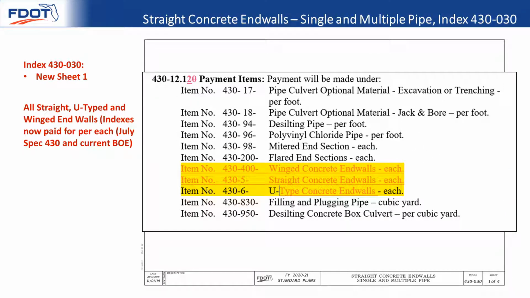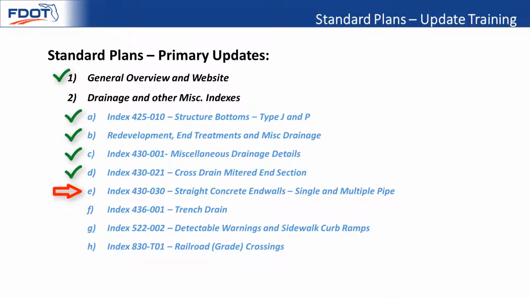The main thing with the straight concrete end walls, as I wanted to bring up here, was that previously they were all paid for. The winged walls, the straight concrete end walls, and the larger U-type concrete end walls were paid for per cubic yards of concrete. So we went through and made a change to the standard specification 430 and the current basis of estimate, and made it now where they're all paid for in a per each situation, just like the mitered end section, the flared end sections. This is something the industry was pushing as well, and they were very happy to find out we were going to finally make this change.